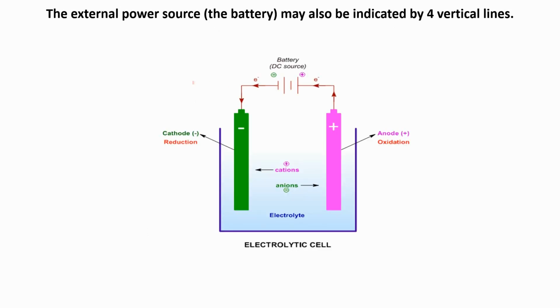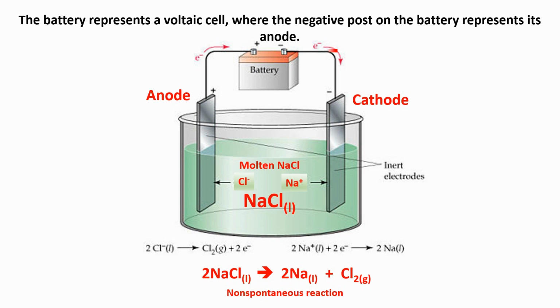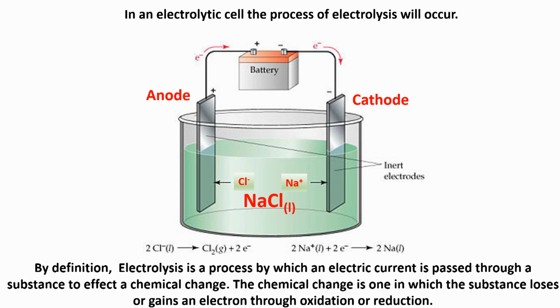The external power source, the battery, may also be indicated by 4 vertical lines. The battery represents a voltaic cell, where the negative pole on the battery represents the anode. In an electrolytic cell, the process of electrolysis will occur.